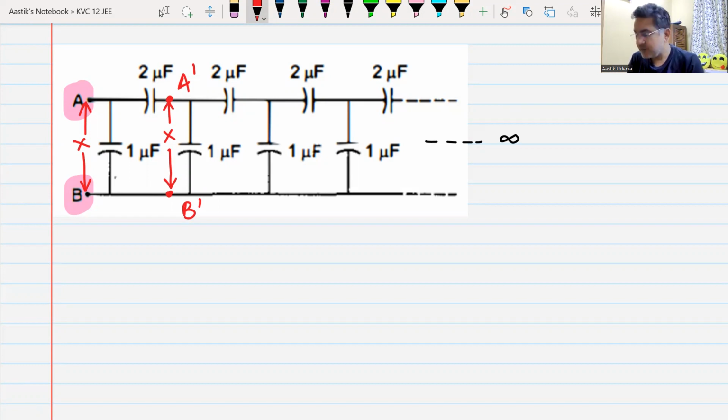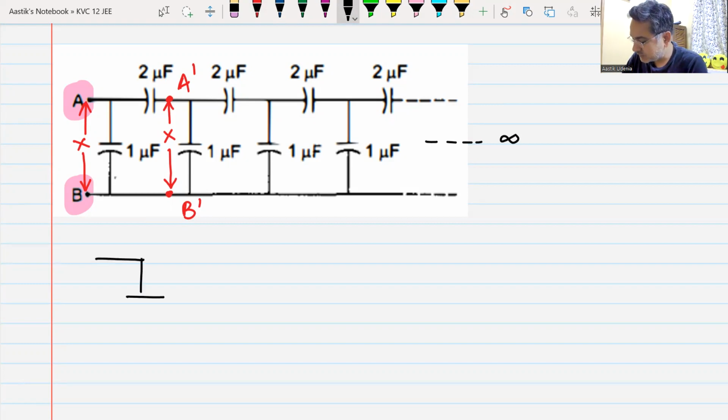Sir, why is it so? Because this is an infinite chain, an infinite number of capacitors coming one after the other in this chain. So if I just remove one capacitor or one branch from it, that will not make much of a difference because the net capacitance remains the same. Yes or no? Yes, sir. Now, if I redraw the circuit, how does the circuit look?